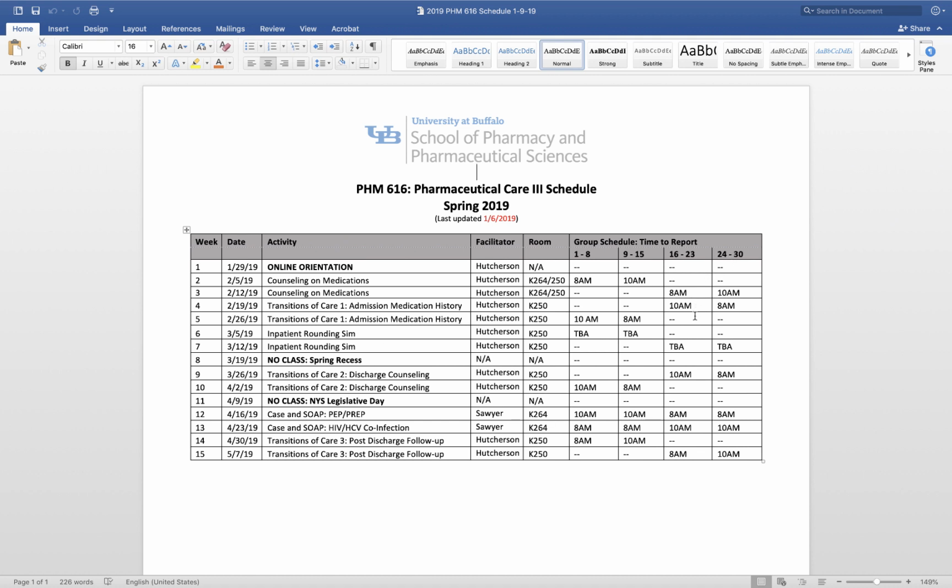Please take note of what group you're in, and also note that this group might be slightly different from your pharmacotherapeutics group. I think there's 31 groups in pharmacotherapeutics, but there's only 30 for pharm care, so please make sure you know which group you're in and what time you're attending.